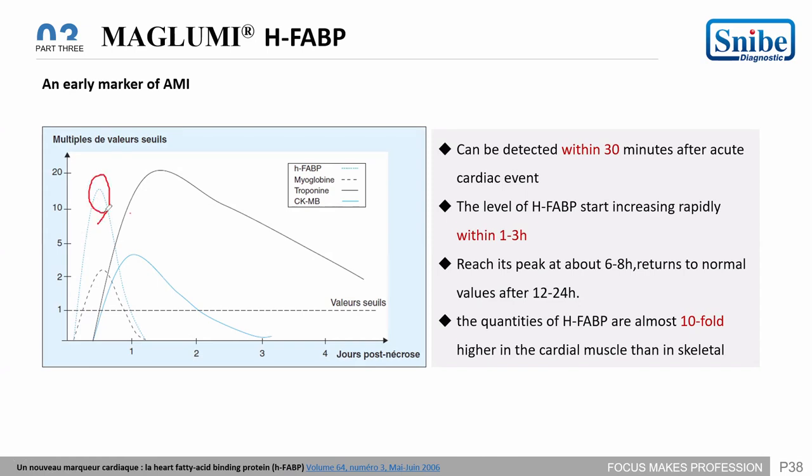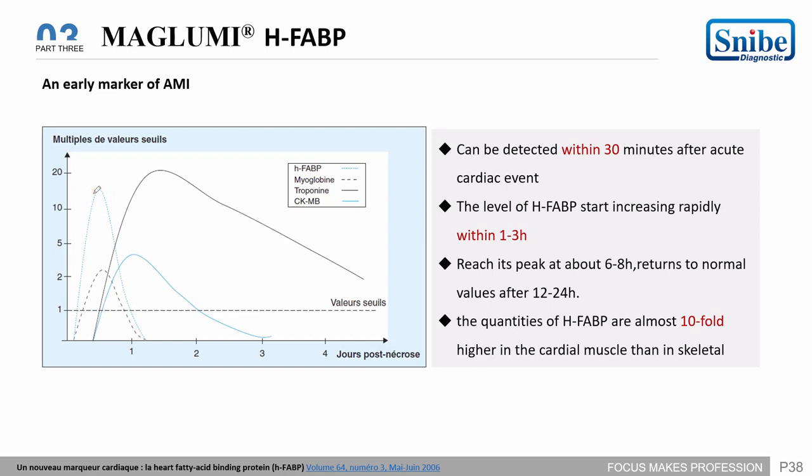It's released early and it decreases early in the post-necrosis situation, while troponin has an early release and more stability as compared to FABP. So it can be detected within 30 minutes after an acute cardiac event. So FABP is an early cardiac marker.